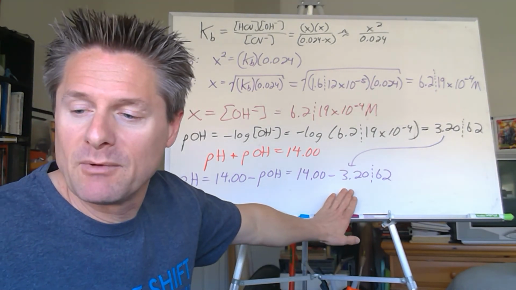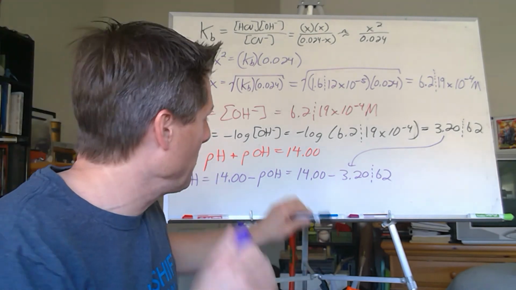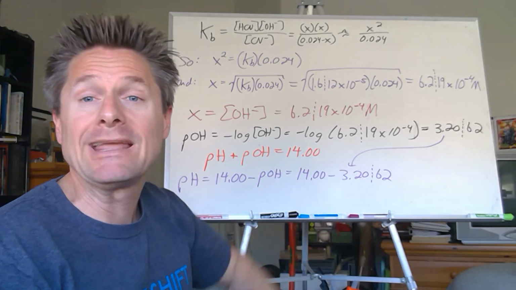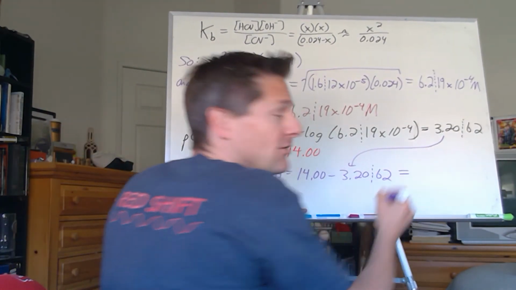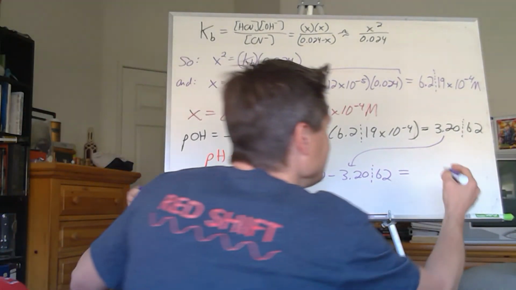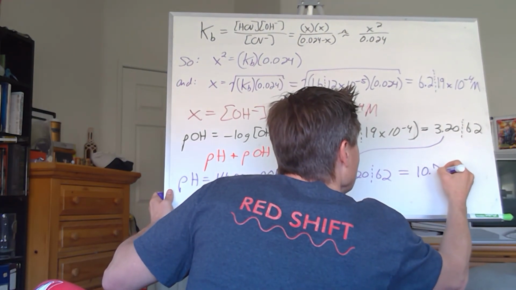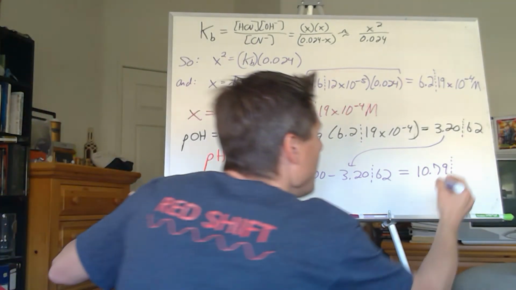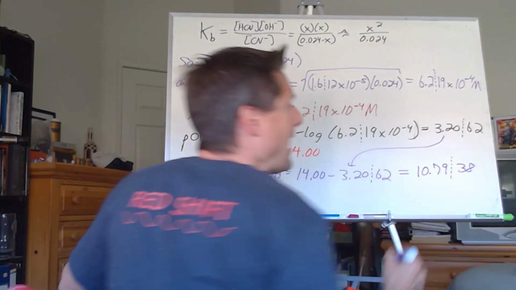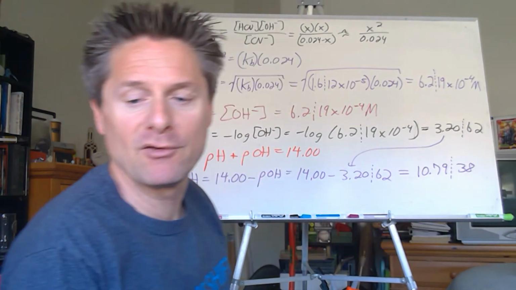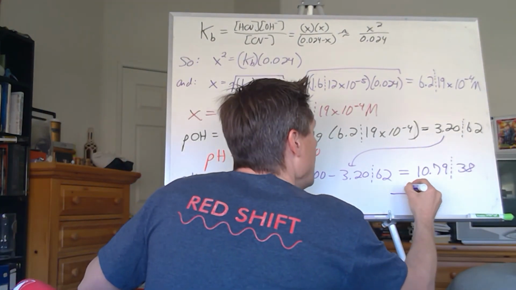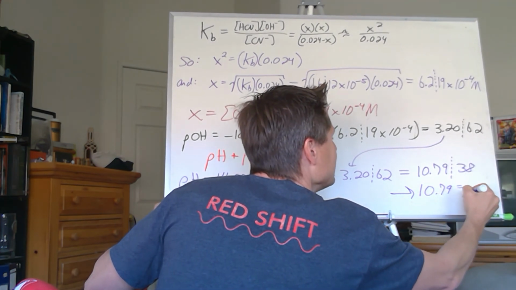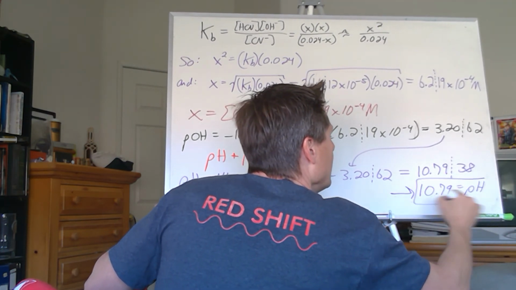I'm subtracting, so I'm limited by largest absolute uncertainty, or fewest decimal places. So I got two decimals. I'm going to get 2 decimal places in my answer. So I get a pH of 10.79, vertical dash line, doing the non-rounded or intermediate value, with a 3.8 after it. So this is closer to 10.79 than 10.80. I am not going to round that up, so that stays as 10.79.